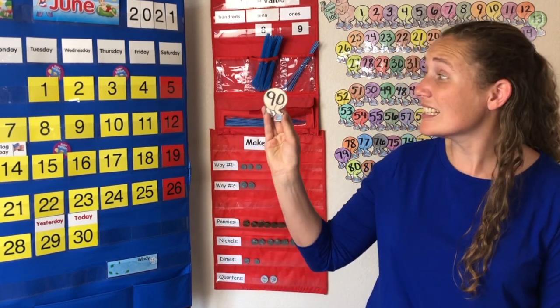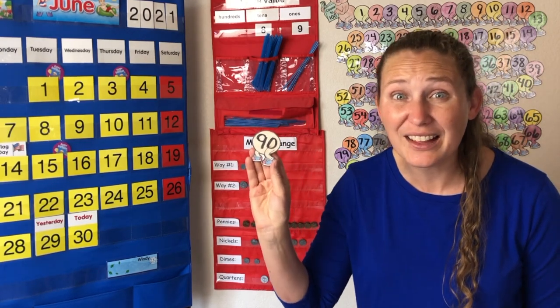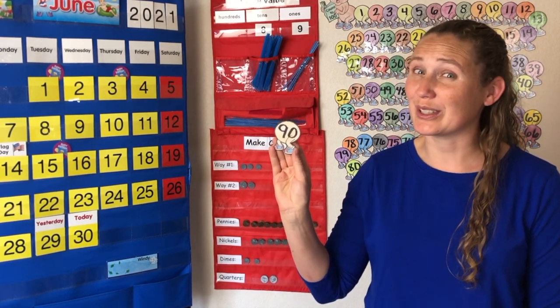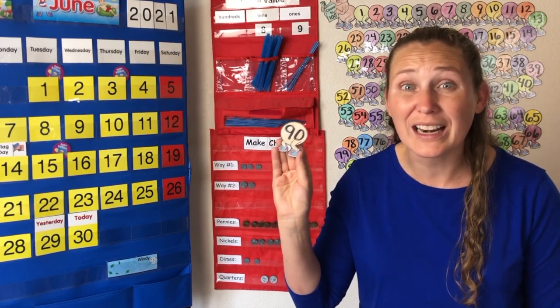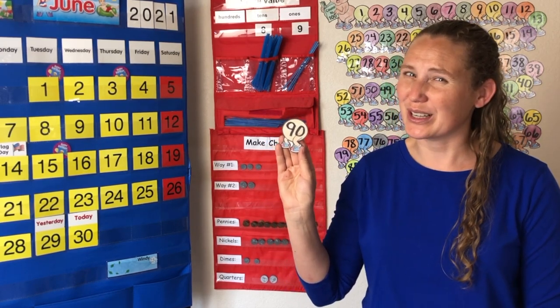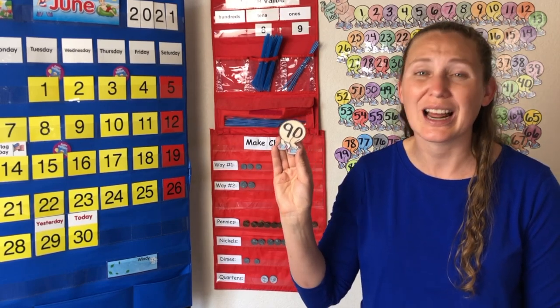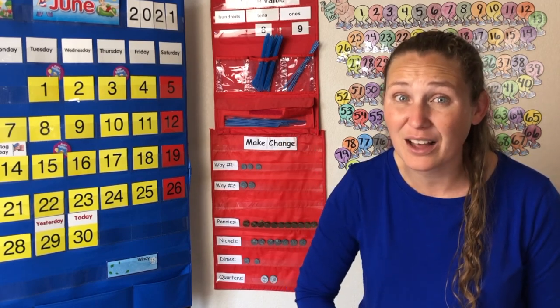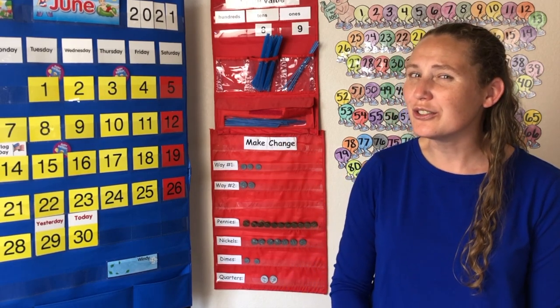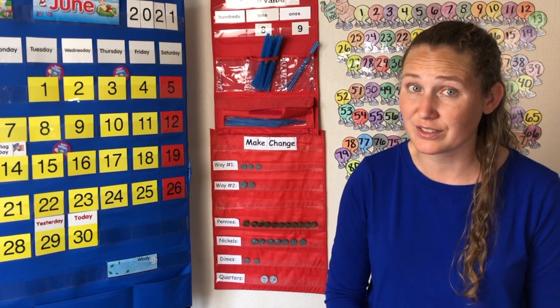Time to add to our doodle bug. It's the 90th day of calendar time. We're only 10 calendar time days away from 100. We're going to have a special celebration on the 100th day of calendar time, and I need some help from you. Will you find 100 of something?